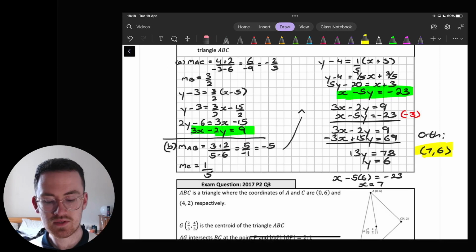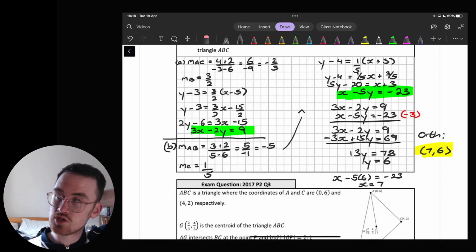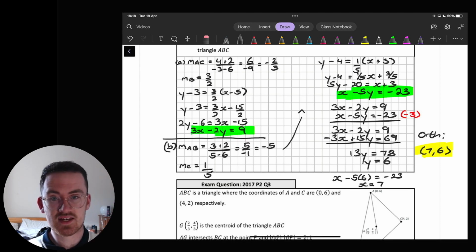Okay, so for that one there, they're kind of leading you through it. The first part had you finding one of the altitudes, and then you had to recognize that, I suppose, and use that then to find the second altitude.